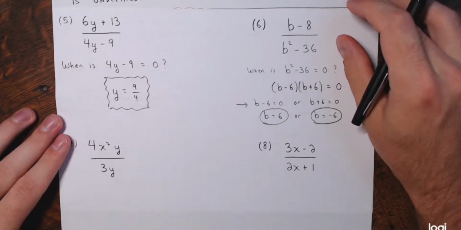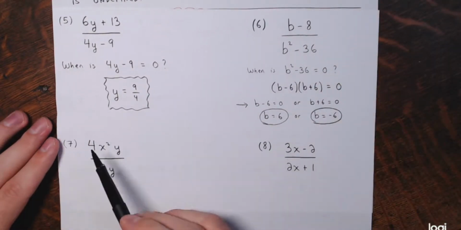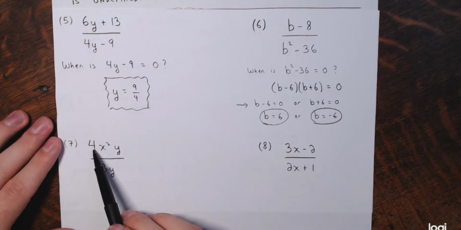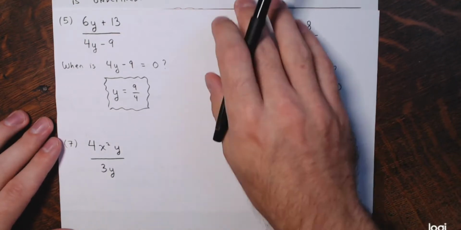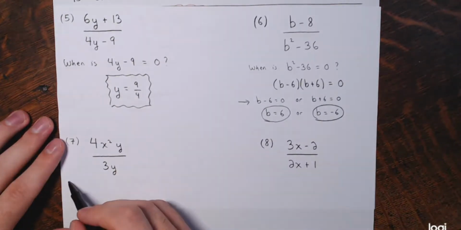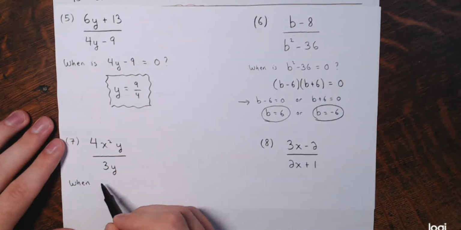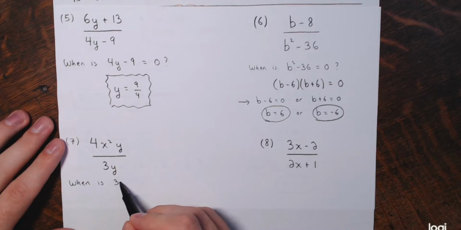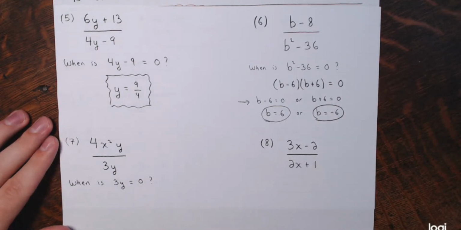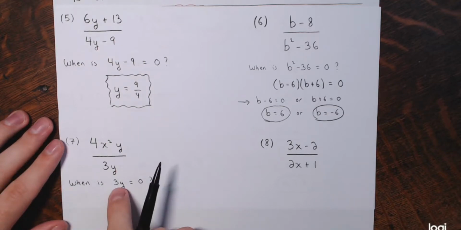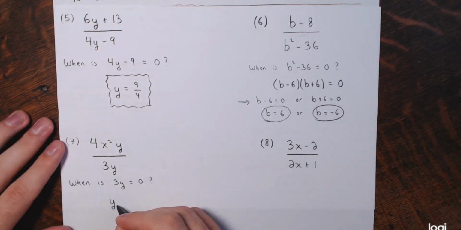Okay, same thing for 7. Example 7, numerator is 4 times x squared times y. The denominator is 3 times y. So same question at the beginning of every single one of these. When is the expression in the denominator equal to 0? And whatever solves that equation is not allowed to be used. Well, simply dividing by 3 here, we're seeing that y equals 0.